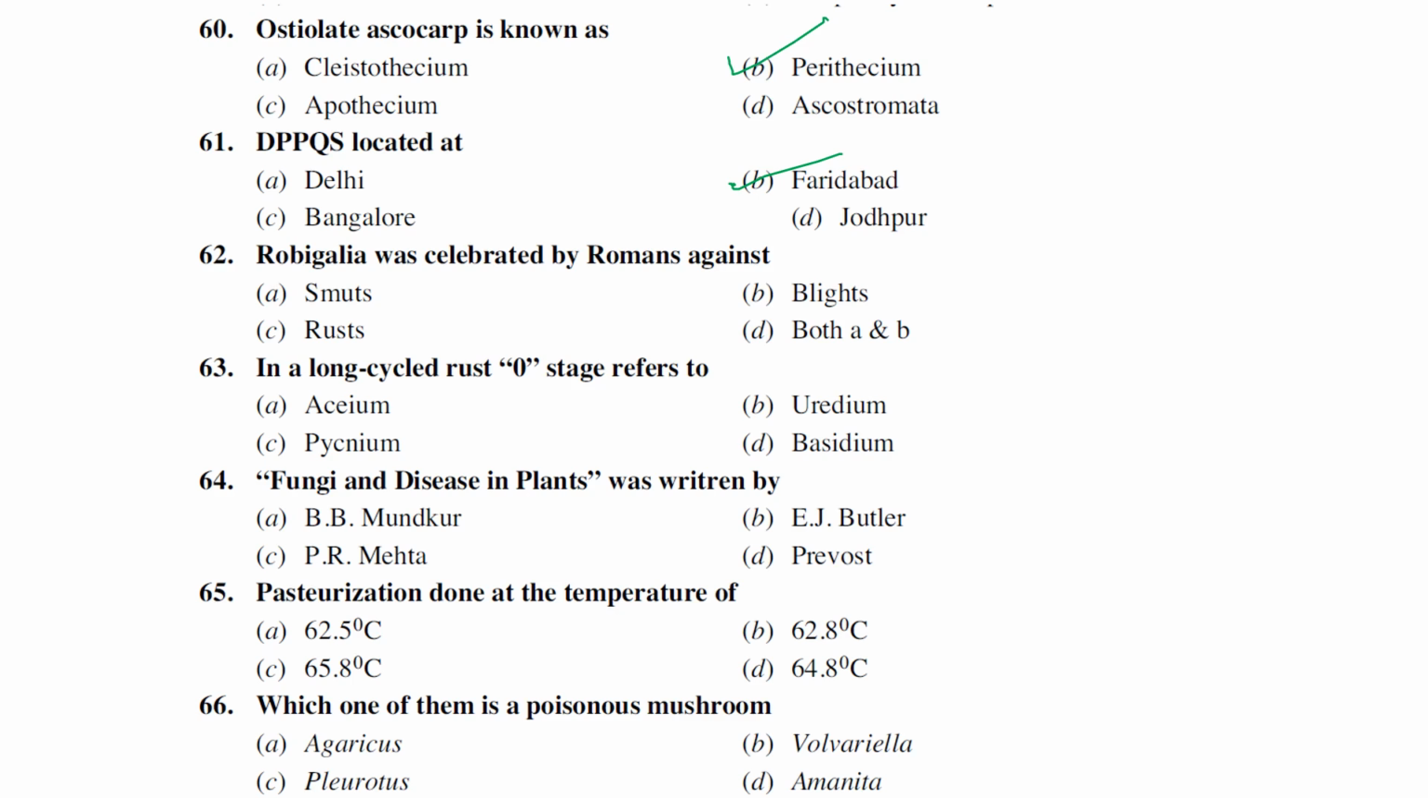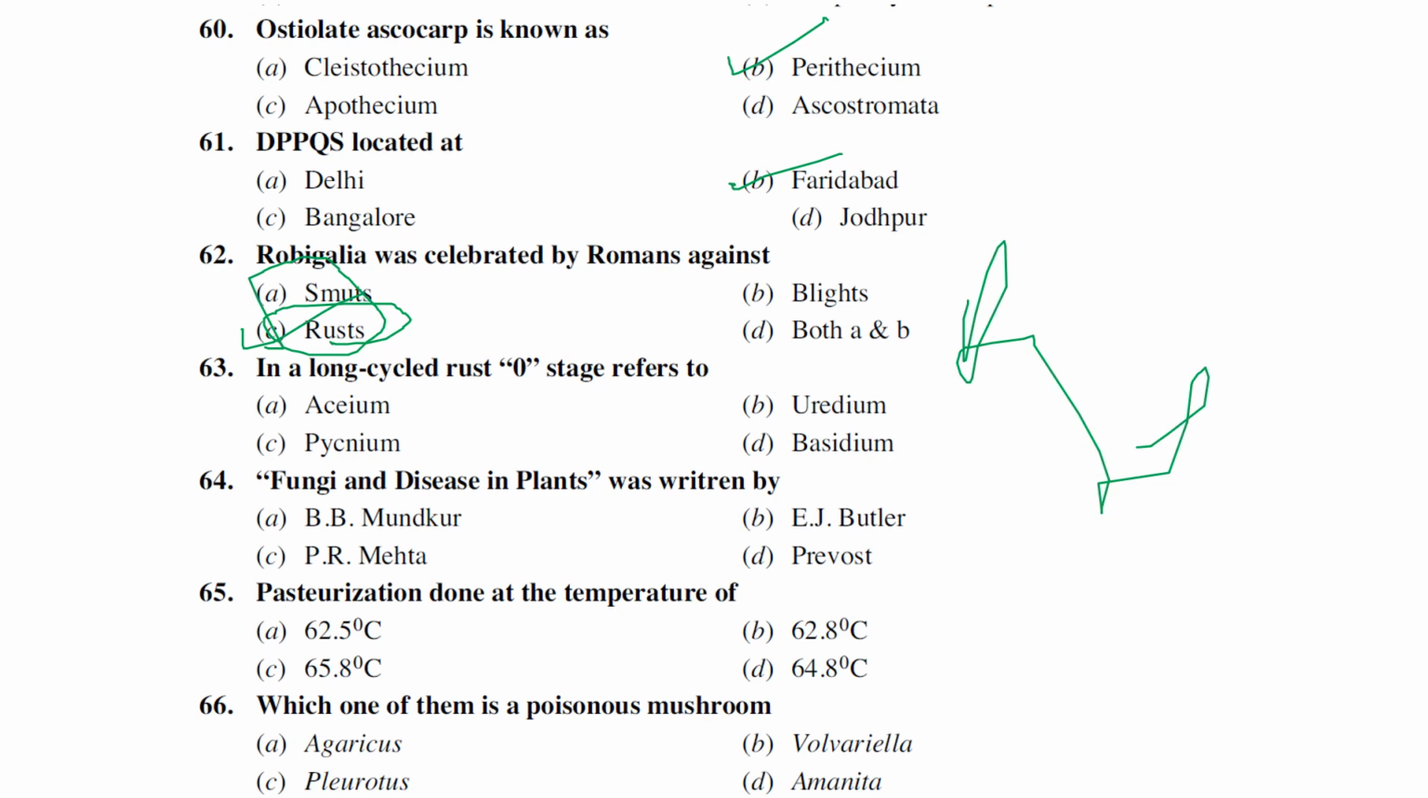So Robigalia was the festival that was initiated by the Romans against smuts, blights, rust, both A and B. Generally, Robigalia is the festival that was initiated by a Roman king called Numa Pompilius in 700 BC. So Numa Pompilius is the king who initiated this festival called Robigalia. They used to worship to protect their crops against rust diseases. So the answer is rust. Nowadays, not we, the Romans used to celebrate it on April 25th of every year.